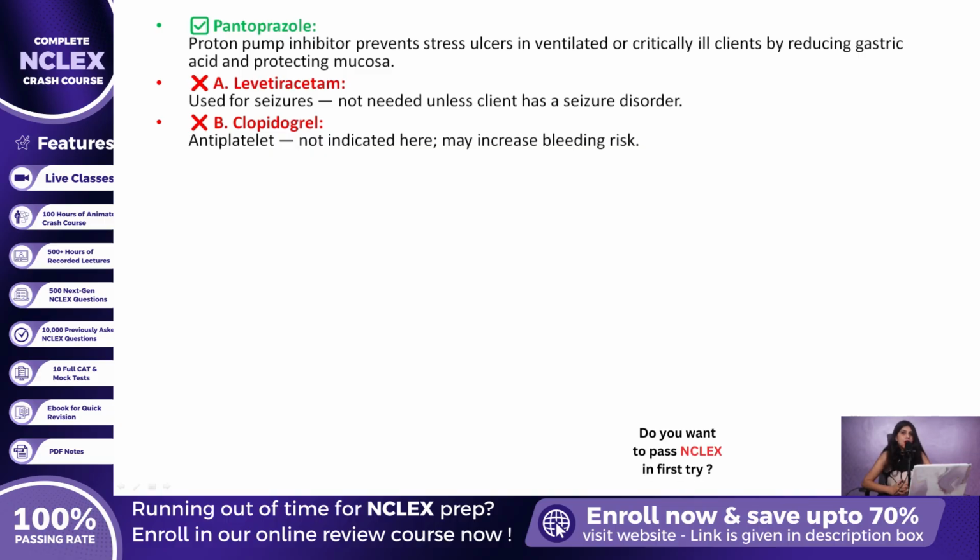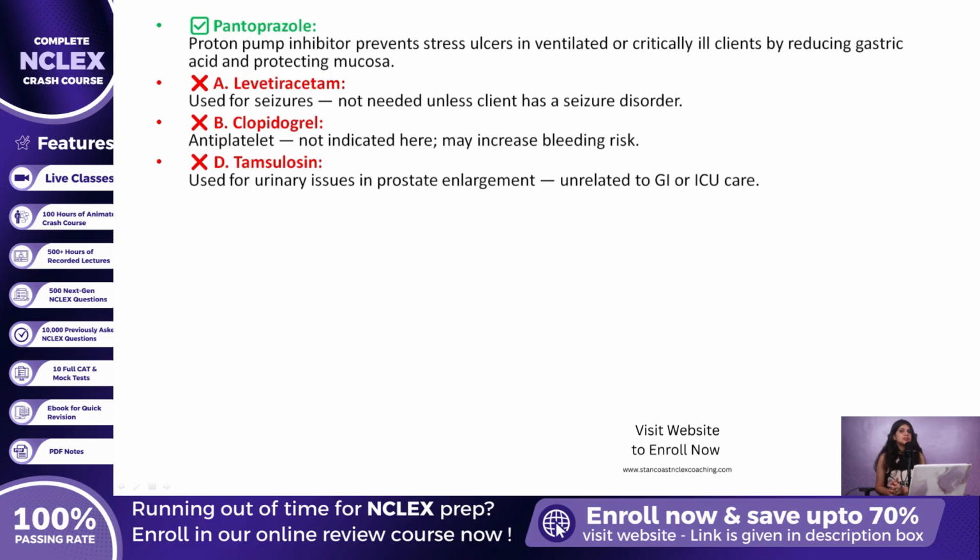recent stroke. While valuable in cardiovascular care, it is inappropriate here and may even increase the risk of gastrointestinal bleeding, a complication we are specifically trying to avoid in critically ill, ventilated clients. Option D, tamsulosin, is an alpha-adrenergic blocker used to manage benign prostatic hyperplasia. It improves urinary flow in male clients with enlarged prostates, but it serves no role in preventing complications of mechanical ventilation or managing critical illness.